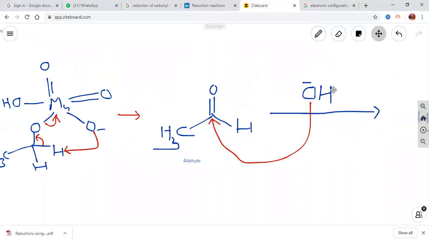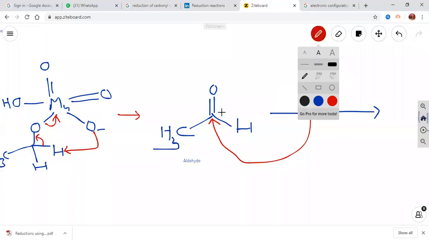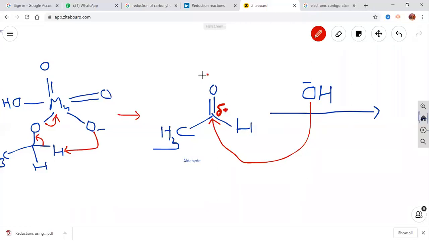From the solution, a base will attack the carbon atom, which is partially positive. This carbon has a partial positive charge, and this oxygen has a partial negative charge. Or we can say, if this pi bond goes to the oxygen, it becomes negative, and this carbon becomes an electrophilic center with a positive charge.